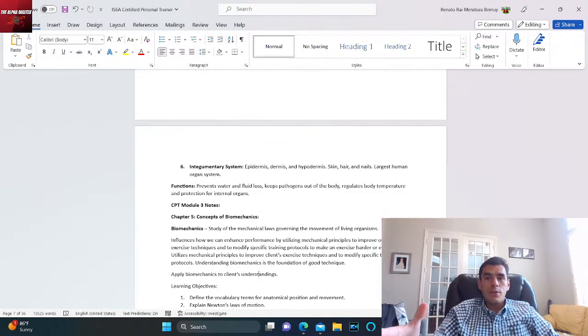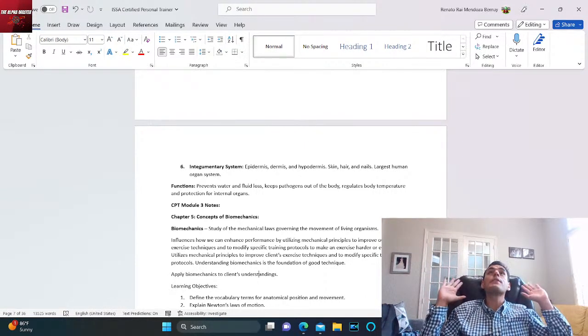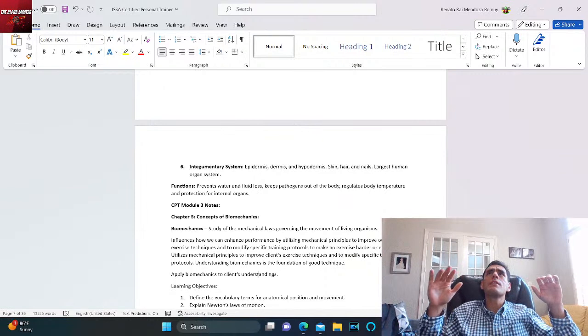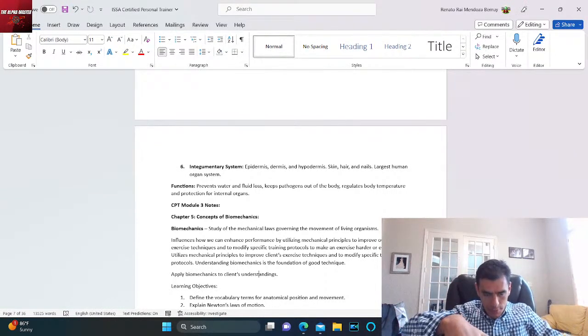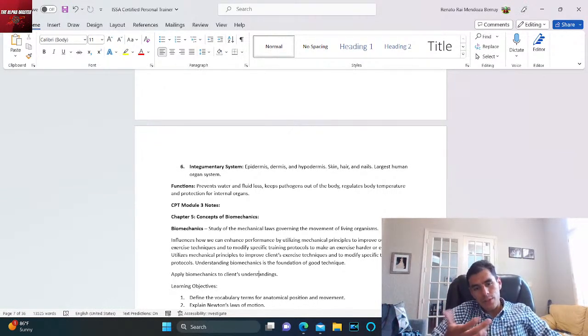Normally you can say to a client, hey, get into the supine position. Maybe the client's not going to know what the supine position is. It's laying face up, like sit-ups. Supine is laying face up, prone is face down. But this is something that you have to teach your clients if they're curious about learning it.